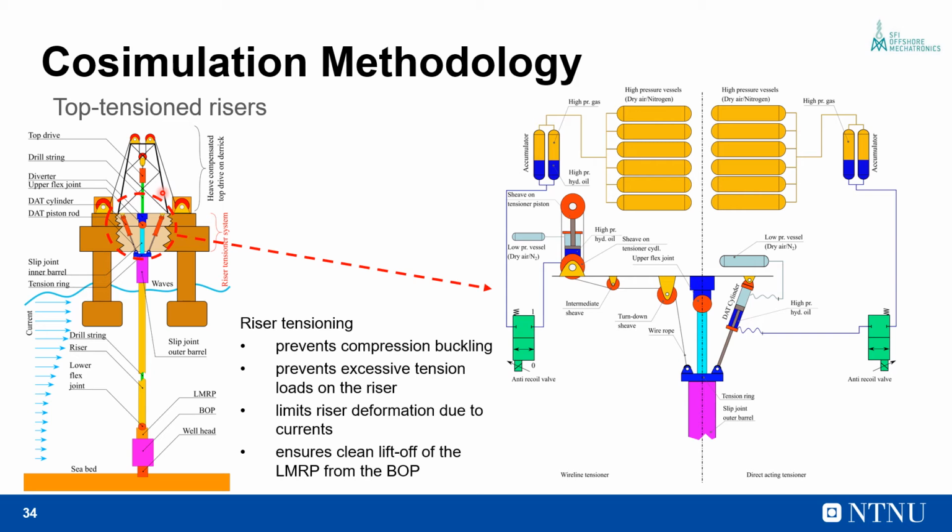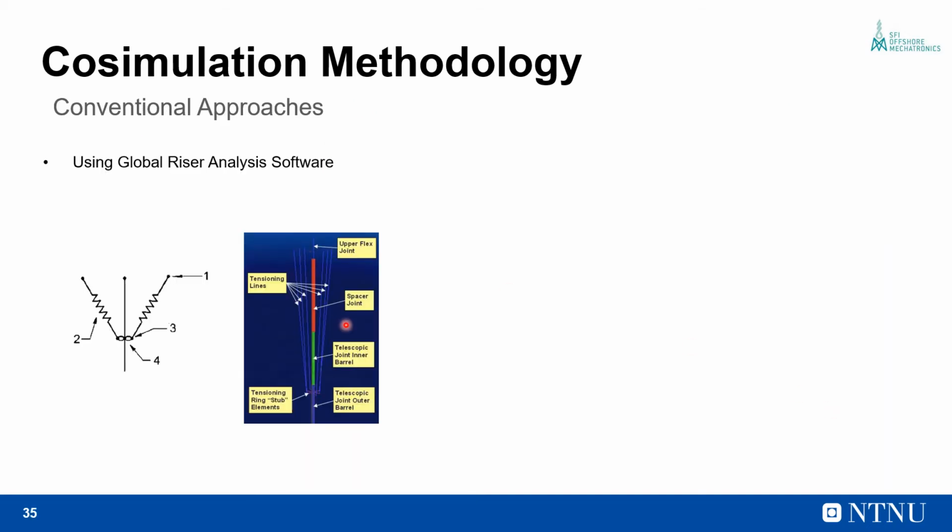Usually two types of riser tensioners are used. In the wireline tensioner, it is a wire rope that transmits the tensioner cylinder force to the riser, while in the direct acting type tensioner, the tensioner cylinder is directly attached to the outer sleeve of the slip joint. In both cases, the hydraulic circuit remains the same. In the conventional approach, the riser tension system is simplified and represented using linear or non-linear spring damper elements, and the riser analysis is carried out using global riser analysis software like Orcaflex.